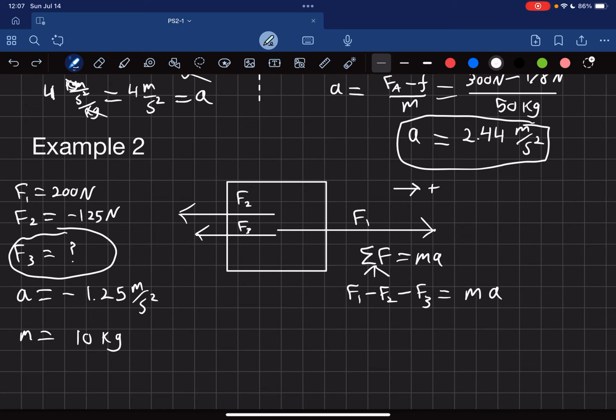Before we continue, let's just take a look at the acceleration. The acceleration here is negative. A negative acceleration would mean that the acceleration is to the left. But a negative acceleration would mean that the net force is also to the left. So we know that F2 plus F3 must be greater than F1. The forces going to the left added together must be greater than the force going to the right, or else acceleration would be towards the right.